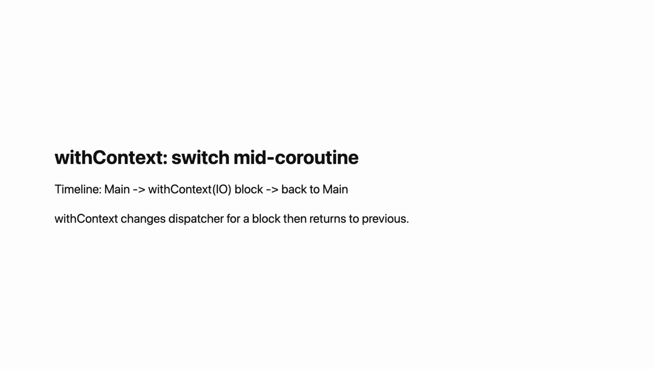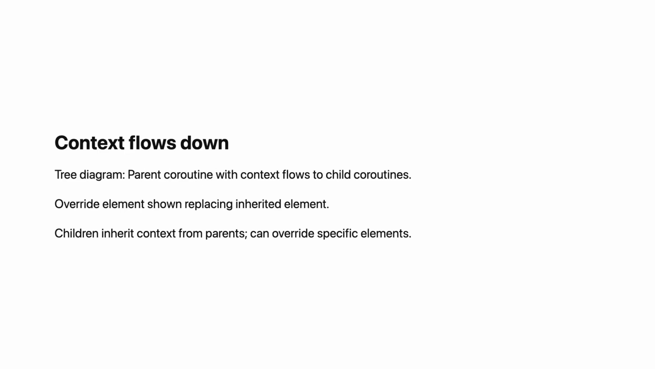Child coroutines inherit context from their parent. When you call launch inside a coroutine, the new coroutine gets the parent's context. Same dispatcher, same job tree. You can override specific elements. launch(Dispatchers.IO) inside the main coroutine runs the child on IO.